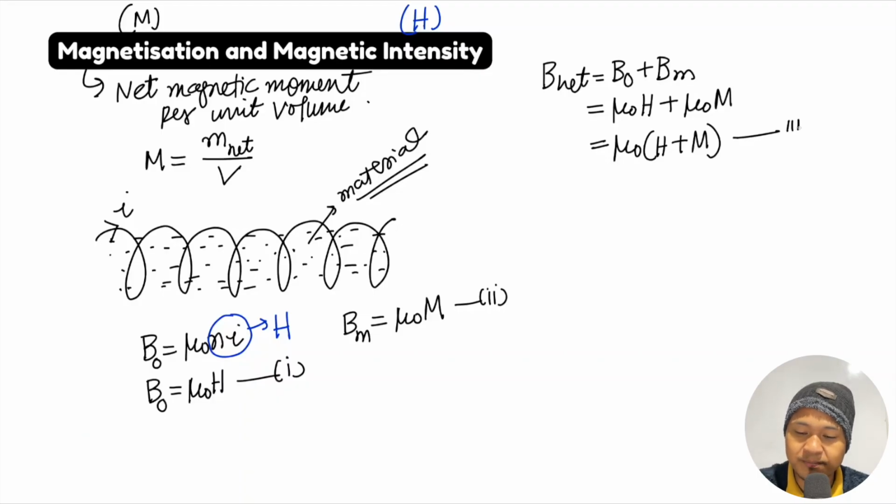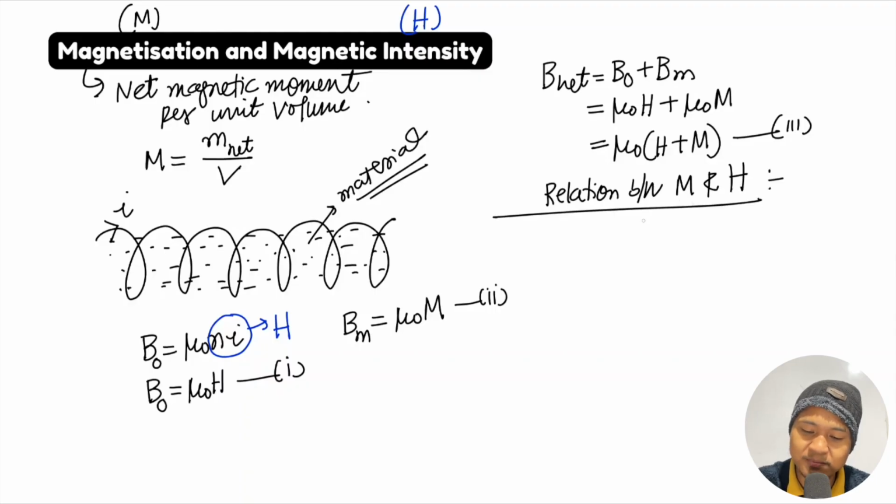Question 3: next is magnetization to intensity, the relation between them. So capital M and H: I can write M as a constant psi into H. Psi is the magnetic susceptibility.